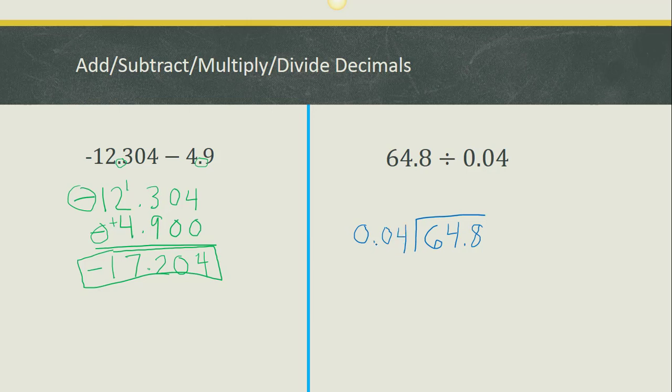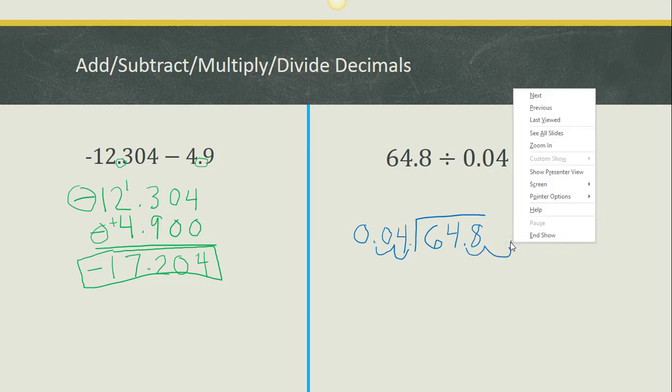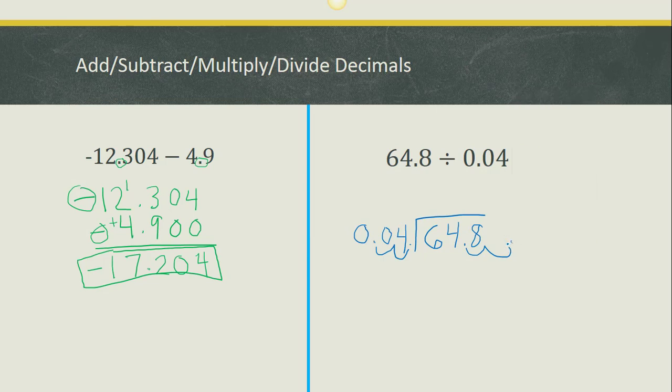To divide with decimals, we've got to get rid of the decimal. So we're going to move this decimal over all the way to the end, which means we're going to move it 2 spaces. If we do 2 spaces over here, we have to do 2 spaces inside the divide sign as well. So 1, 2. The decimal goes here at the end. But there's an extra space, so we need to add a 0 in there.